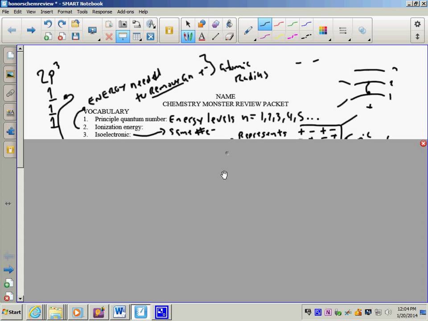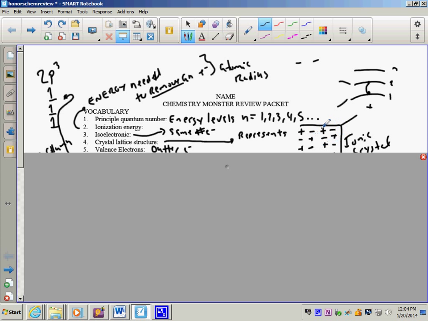Isoelectric: all atoms are trying to gain or lose electrons to become more stable. That generally is of the noble gases, and therefore it is isoelectric with the noble gases. That is generally how we would use that particular term. Same number of electrons is the definition. We've made a big distinction between molecules and ionic crystals. Therefore, a crystal lattice structure is the picture of a crystal structure.